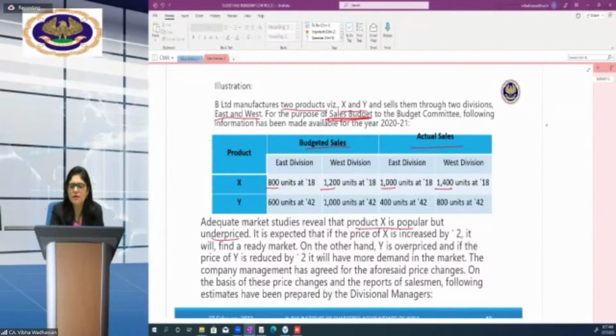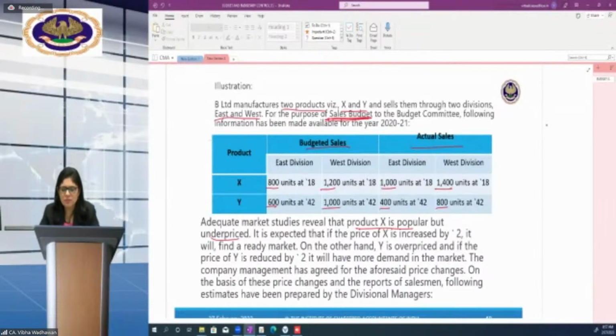So see, the actual sales of product Y is less than the budgeted. 600 budgeted, but actual 400. 1000 budgeted, but actual 800. So product X is more popular. So what they're trying to do is they are increasing the price of product X and reducing the selling price of product Y, so that product X seems to be underpriced and product Y seems to be overpriced. So they are just compensating.